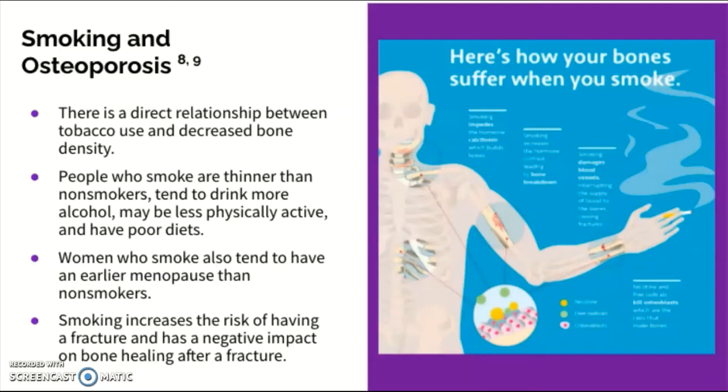Smoking triggers other bone-damaging changes, such as increased levels of the hormone cortisol, which leads to bone breakdown. Smoking also damages blood vessels, so there is poor blood supply of oxygen, which leads to decreased healing properties after fractures. Because smoking damages blood vessels, it also damages nerves in toes and feet, which can lead to more falls and fractures.